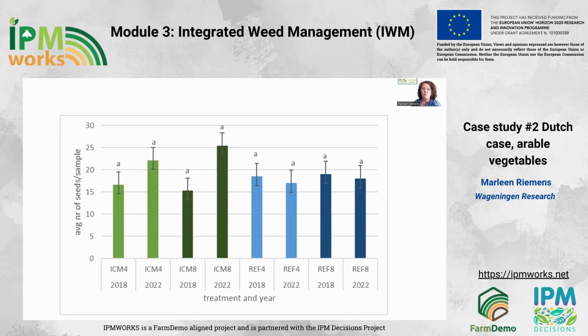I said that this work is running since 2018, and what you can see here are the first results and the effects of these systems on the wheat seed bank. On the y-axis, you see the average number of wheat seeds per sample, and on the x-axis, you can see the year and the strategies, either the 4 and 8-year ICM rotation in green and the 4 and 8-year reference rotation in blue. As you can see here, there were no significant differences in the size of the soil seed bank between the strategies, although there seems to be a trend of a small increase in the ICM wheat seed bank.